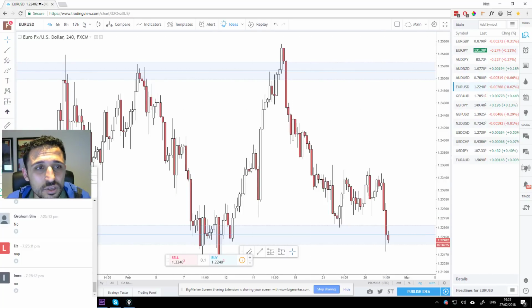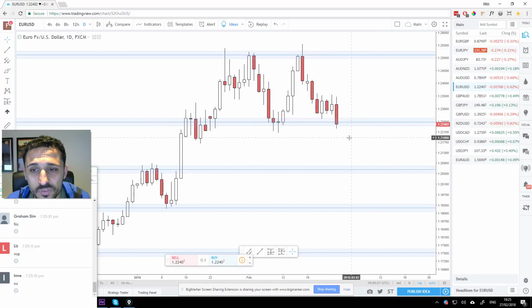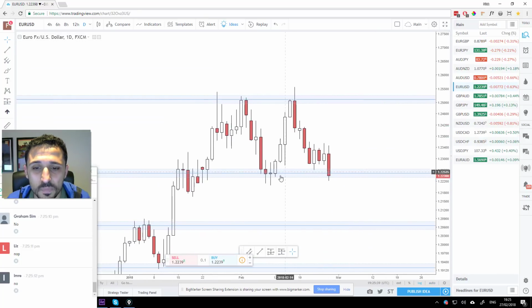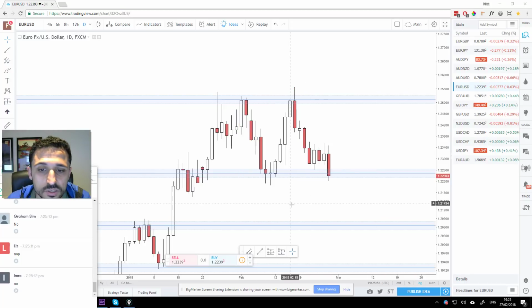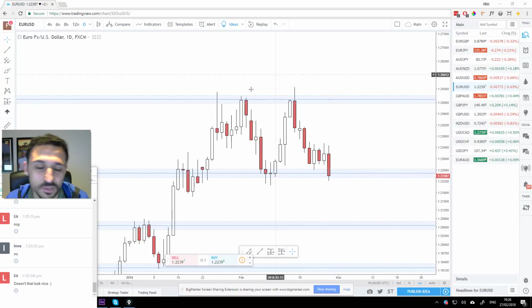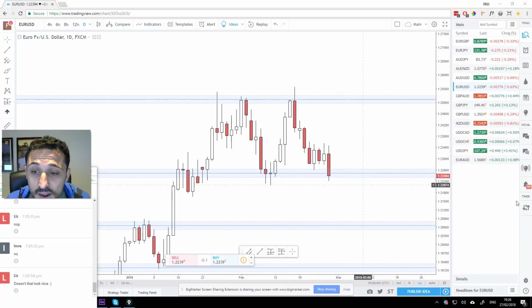EURUSD. EURUSD is sitting on top of a support area right now. This is a pretty decent support area. It held price back recently. Price came down to here, bam, pushed away. Because it held price back roughly two weeks ago, I am going to be watching it again now.